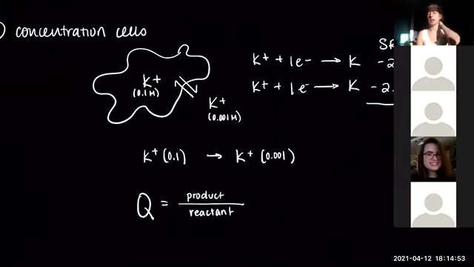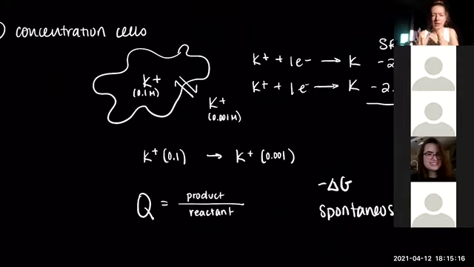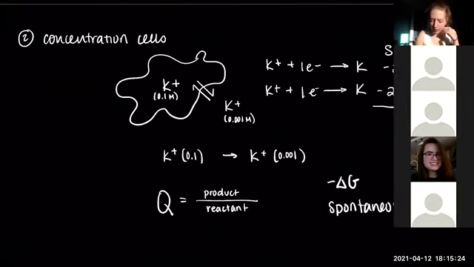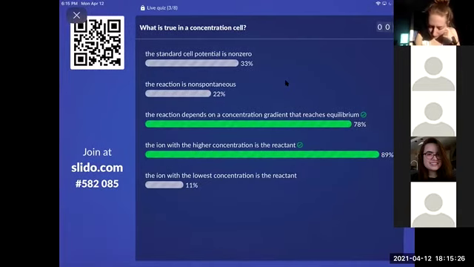and then that leads to the question: is this spontaneous or not? And the answer is yes, it is spontaneous. It's trying to reach equilibrium, and so it is spontaneous. So you're going to have, again, negative delta G. Spontaneous. So any questions on concentration cells? I want to make sure I hit every point here. Yes. Okay.